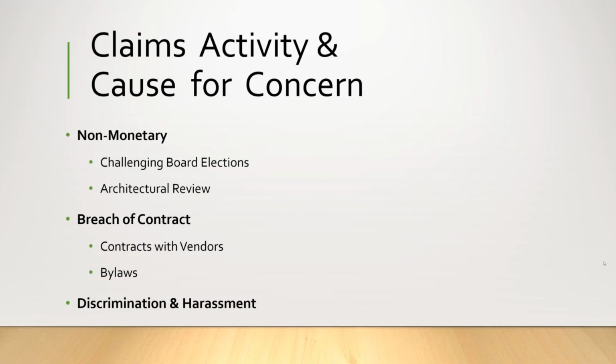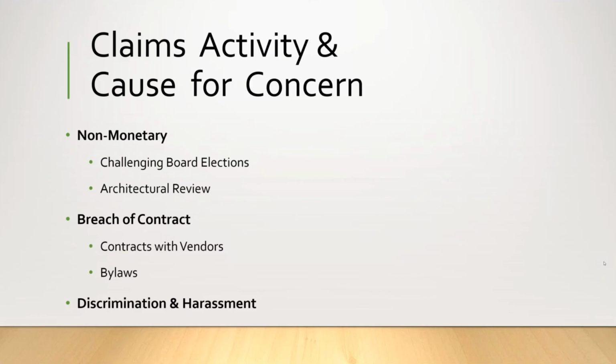So claim activity, causes for concern, and what type of claims we might see. The main point of the coverage is to protect the board, and if they're sued and the association runs out of money, it will provide coverage and protect the personal assets of those volunteering to run the association. So these are things that you may not consider, but could put someone's personal assets on the line.